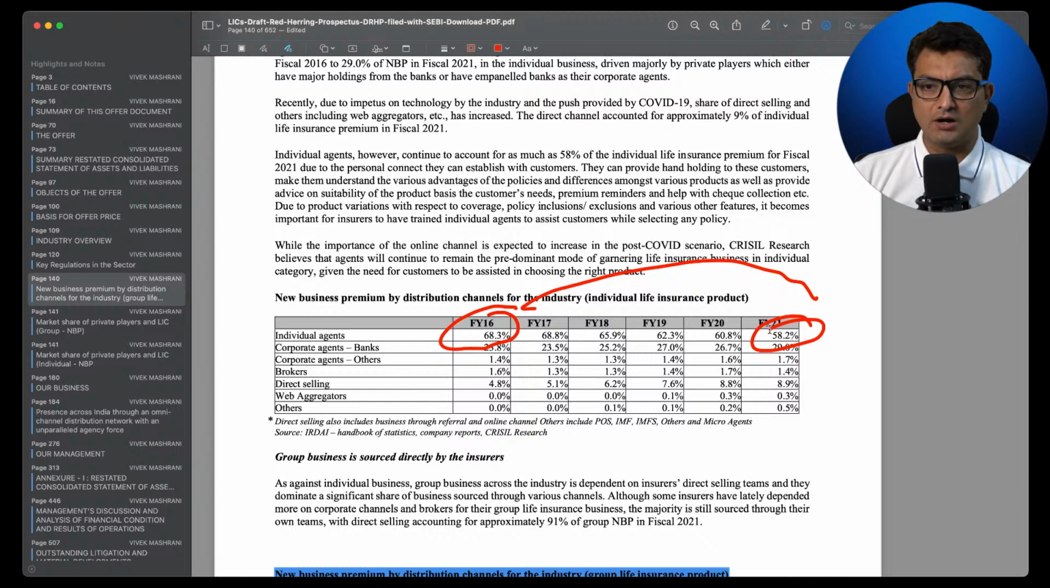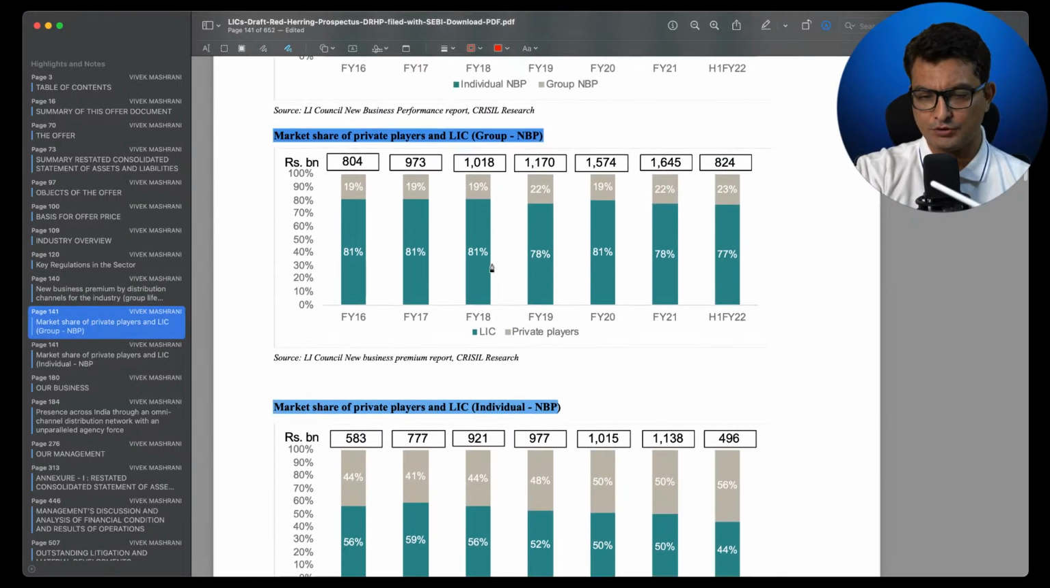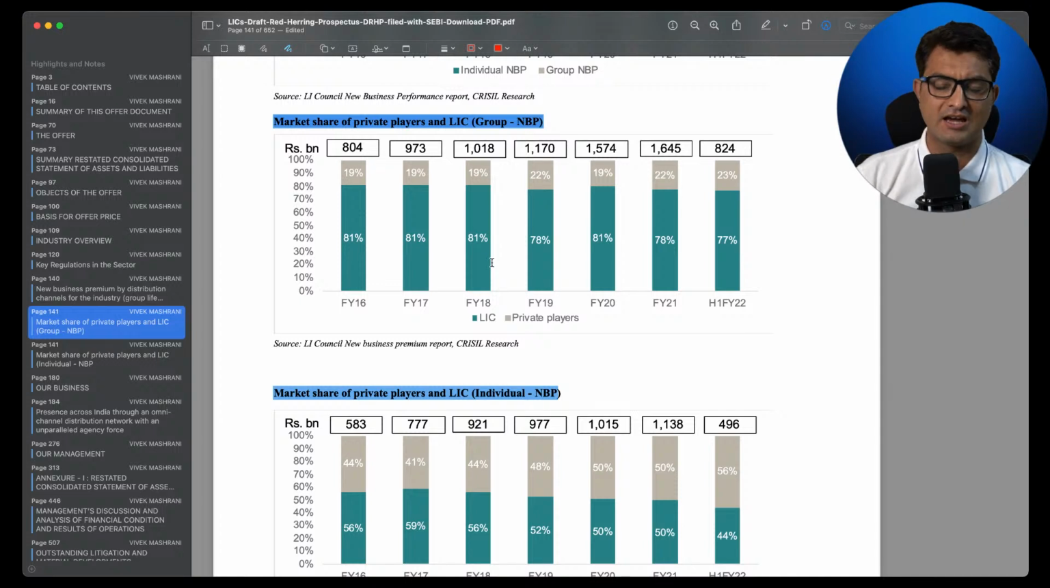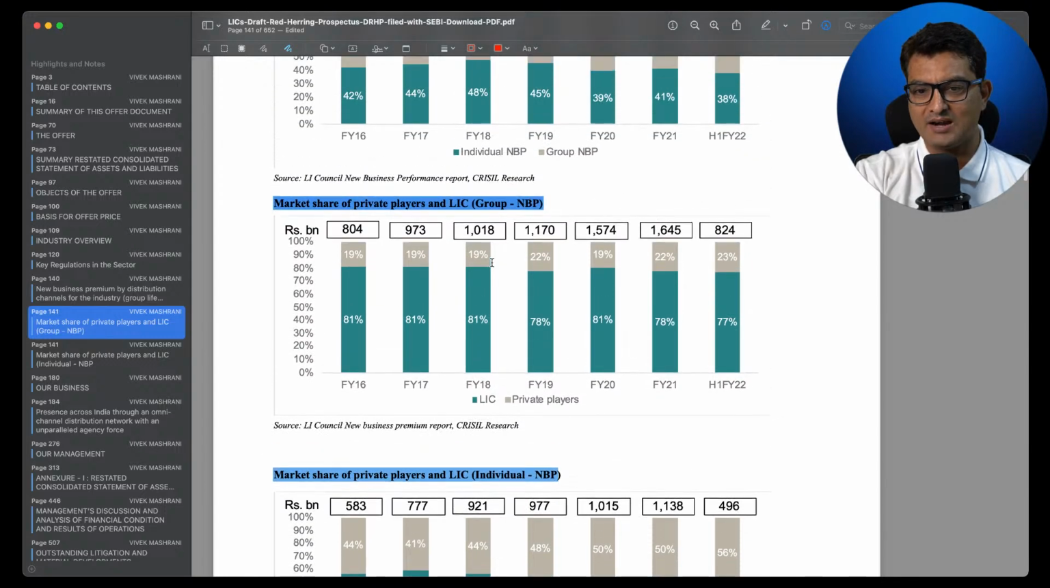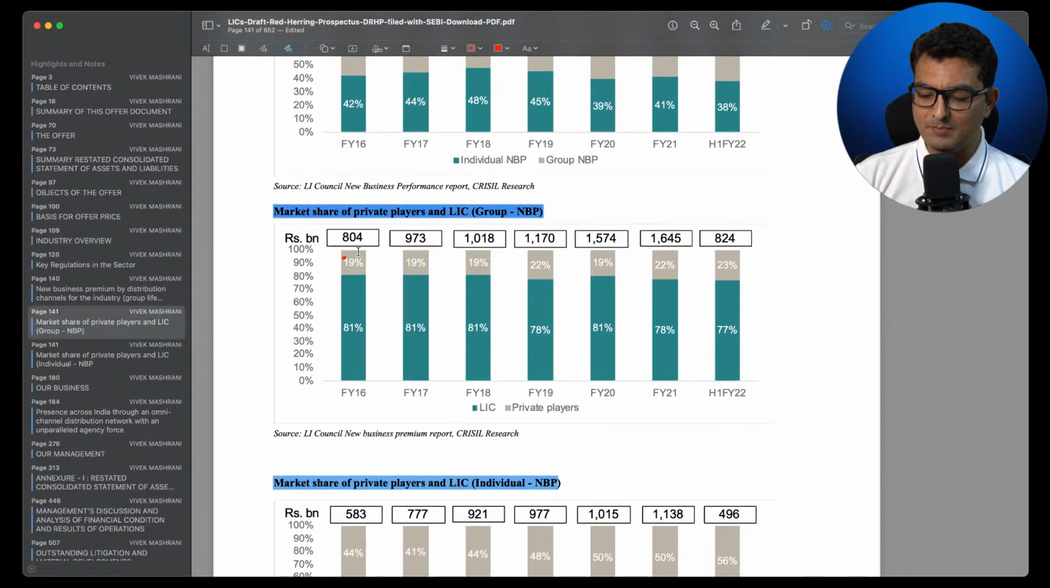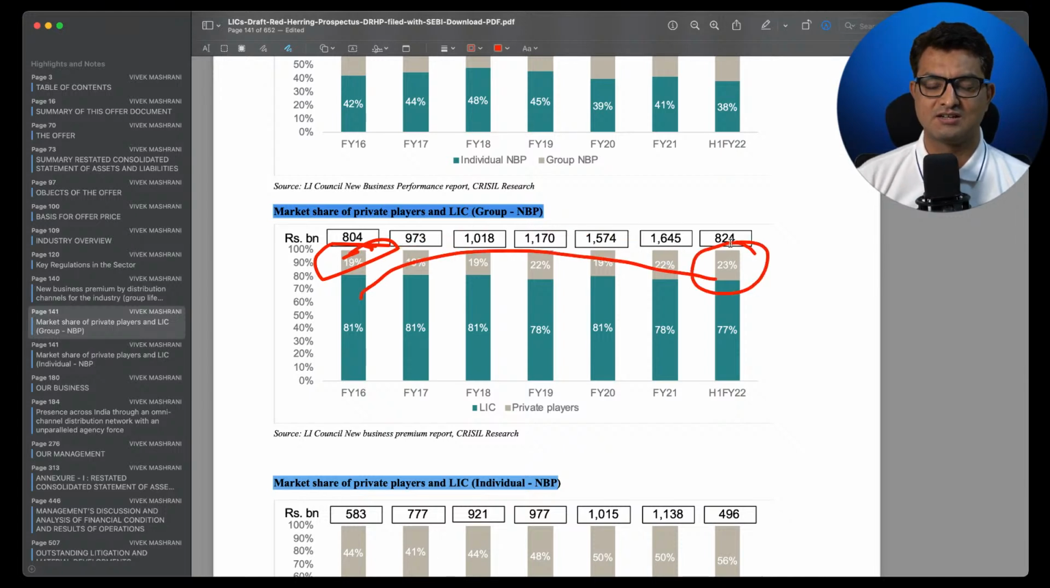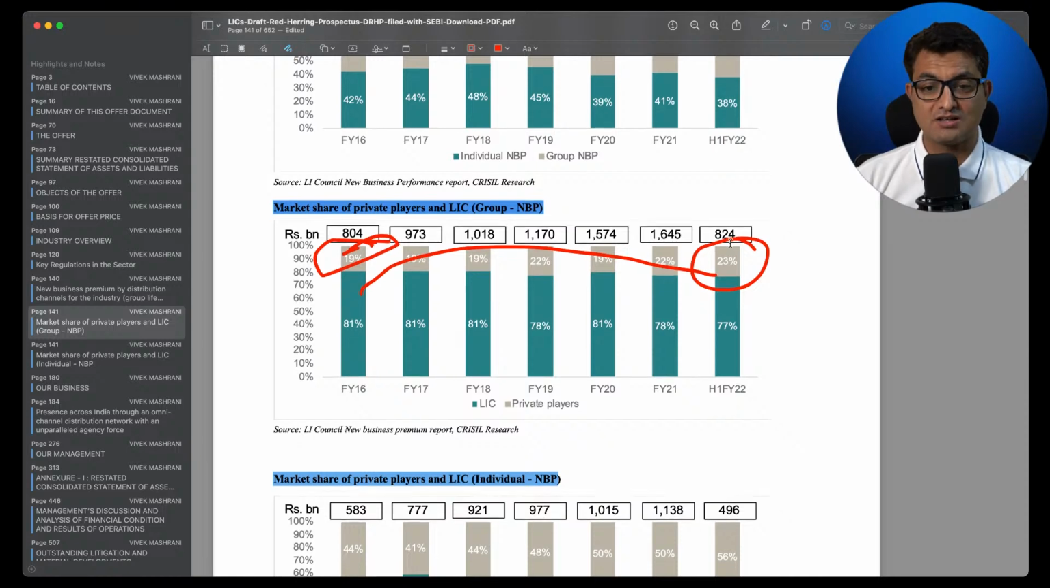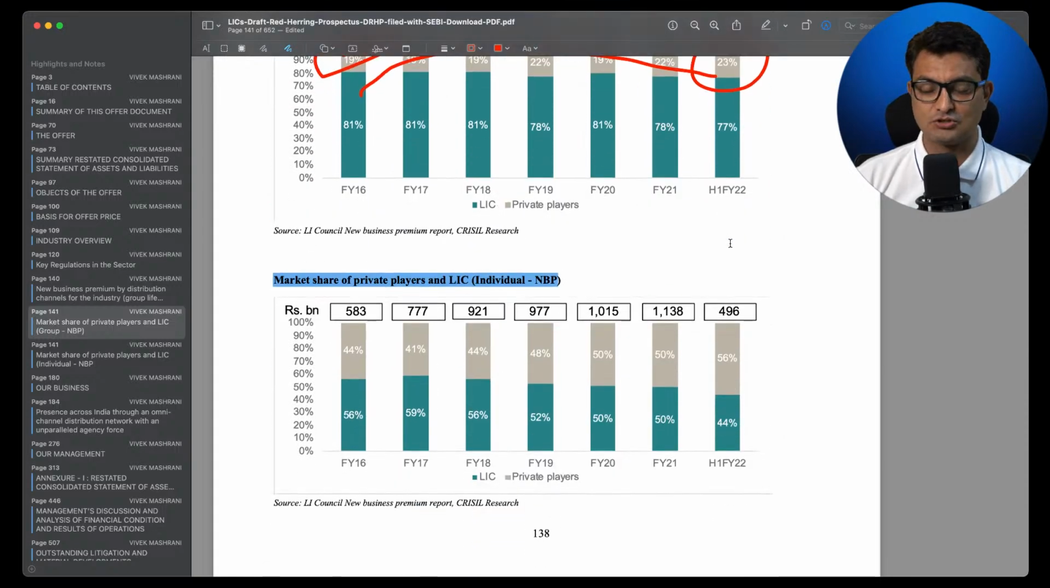Okay, so this is a very important point, that the strength area of LIC is actually eroding. One more data point which I'll tell you, which is very, very important for you to take a decision whether you need to go for the IPO or not. Now the private players are taking away market share from LIC. So if you see group insurance, the new business premium in the group insurance segment, private players earlier had 19% market share and now they have 23% market share. So basically, in group insurance, LIC is not performing that well and it is losing market share.